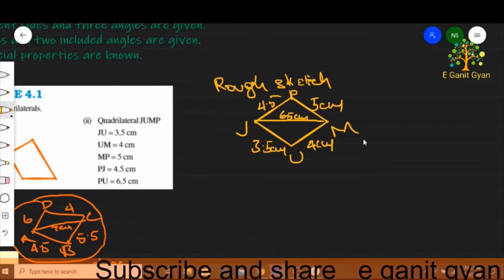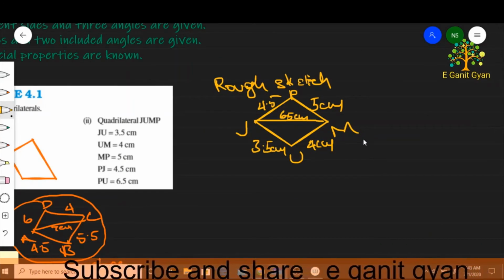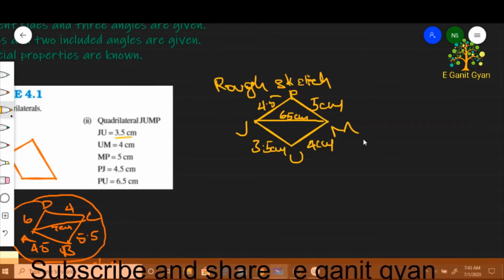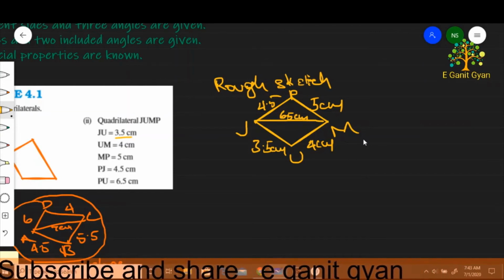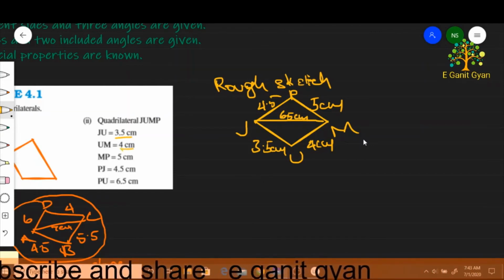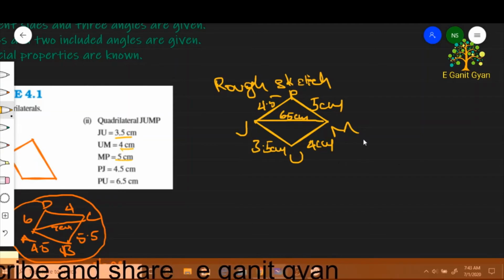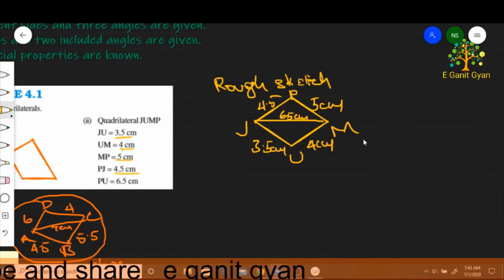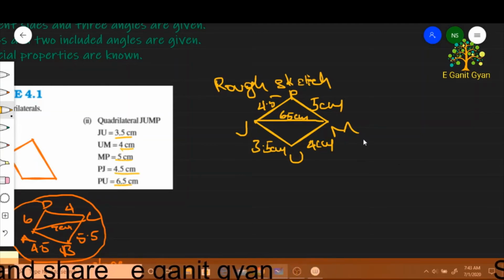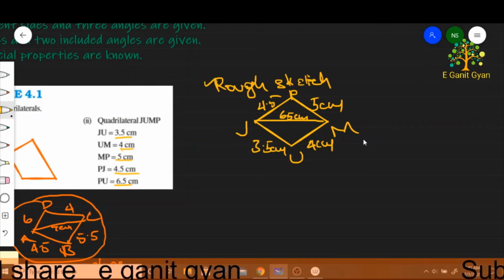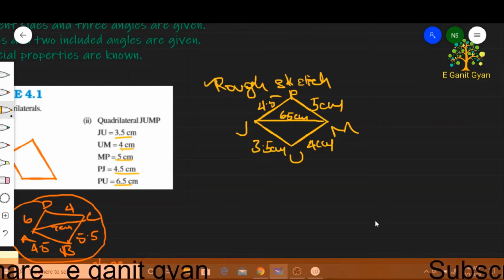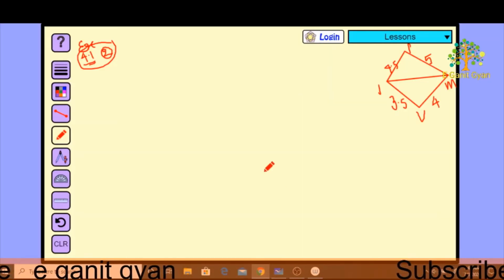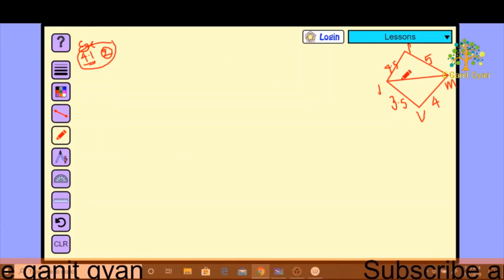And here we have question number 2. JU length is 3.5, UM length is 4 centimeters, MP length is 5 centimeters, PJ length is 4.5 centimeters, PU length is 6.5 centimeters. First of all, we need to make a rough sketch here. After making the rough sketch, we can find out the diagram. It's like this.